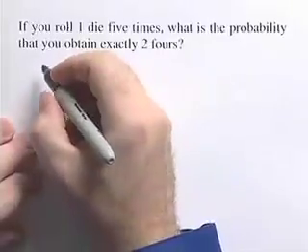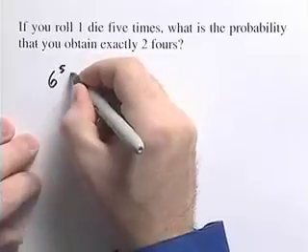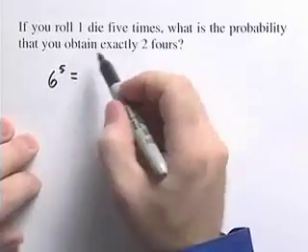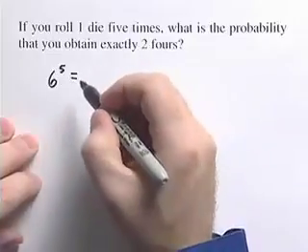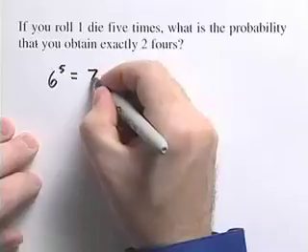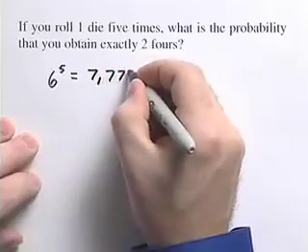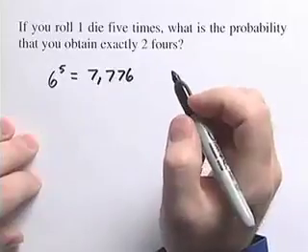The total number of elements is going to be given by 6 to the 5th power, because each of the 5 rolls has 6 possible outcomes. So we get 6 times 6 times 6 times 6 times 6, which is 6 to the 5th power. And that equals 7,776. That's the total number of elements in our sample space.